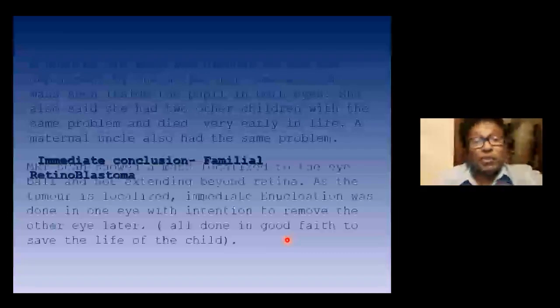So the immediate conclusion was retinoblastoma. The MRI scan showed a mass localized to the eyeball, not extending beyond the retina. As the tumor was localized, immediate enucleation was done in one eye, with the intention to remove the other eye later. All done in good faith to save the life of this child.